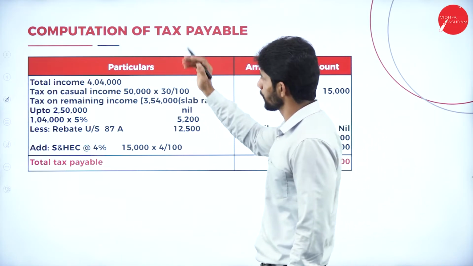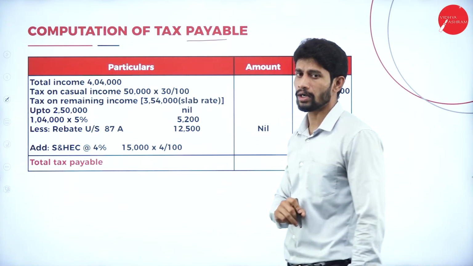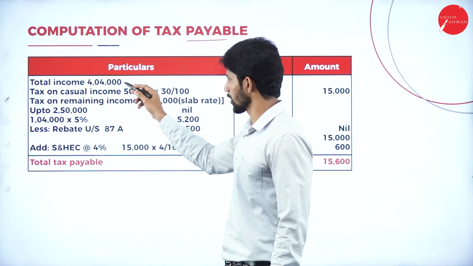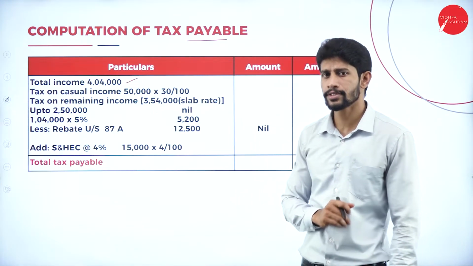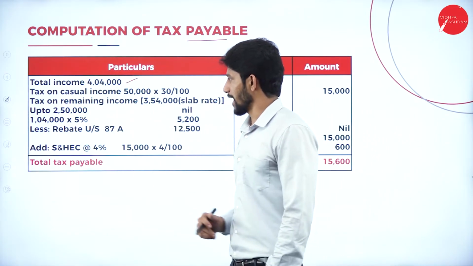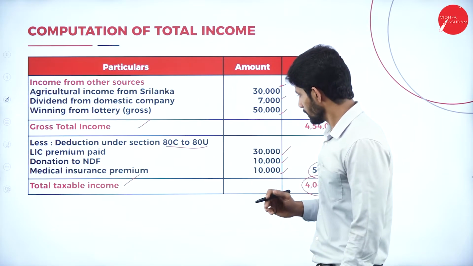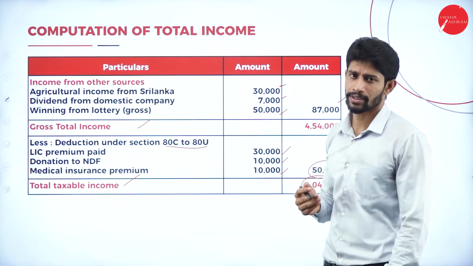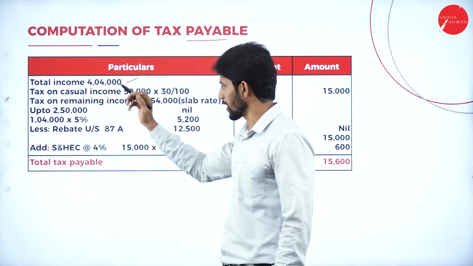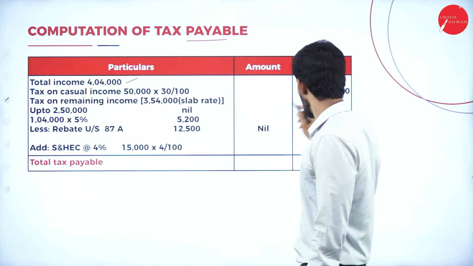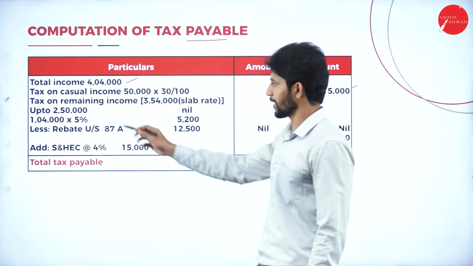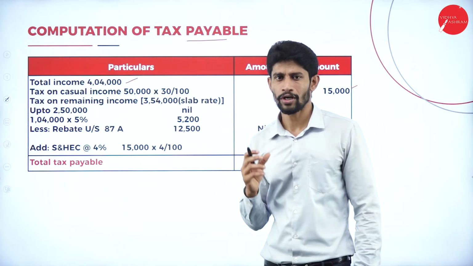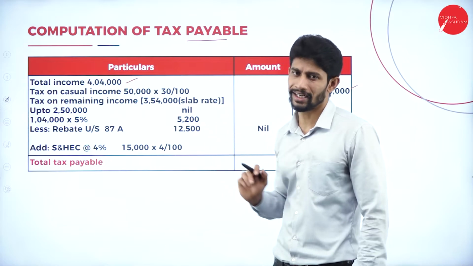So moving on to compute the tax payable or tax liability. Particulars, amount. So total income. What is the total income you have? 4,04,000 is the total income. So tax on casual income. Here you can see winning from lottery we have 50,000, and on casual income it is 30%. So tax on casual income, 50,000 into 30%, you will get 15,000 in the outer column. Next, we don't have long-term and short-term capital gain. After setting off the long-term capital loss and short-term capital loss, we got nil in the outer column.